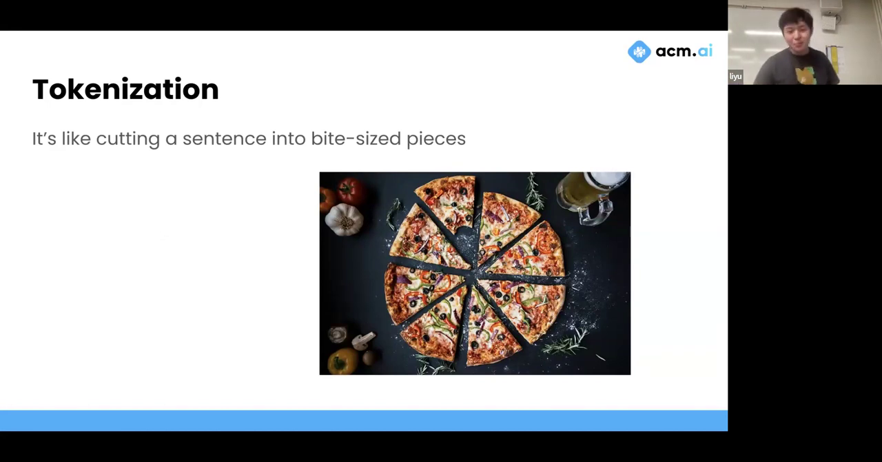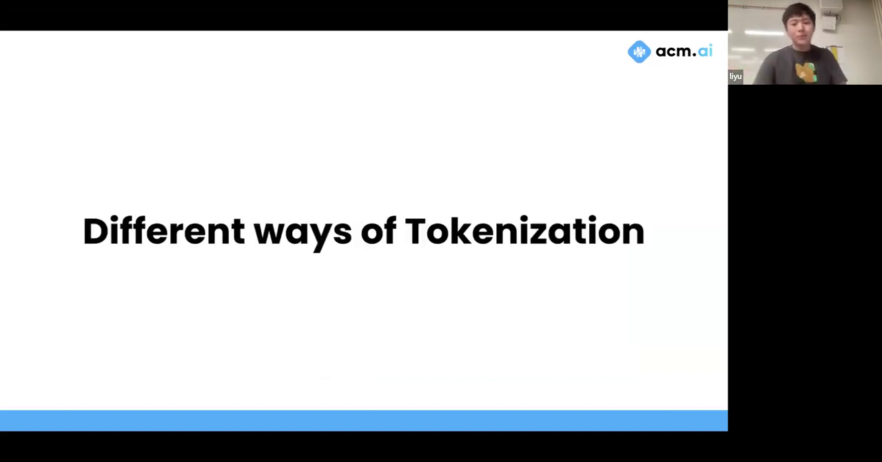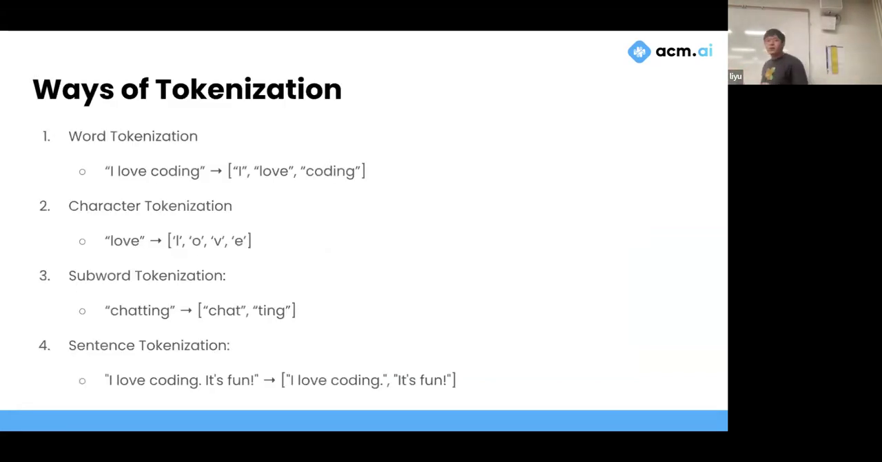So we usually start with words. That's what tokenization aims to do. If we have, say, "I love pizza," we want to somehow cut it into its individual parts, like I, love, pizza in a list. And there are many different ways of tokenization. There is the word tokenization that we mentioned. There is character tokenization, where you can actually tokenize it to each character.